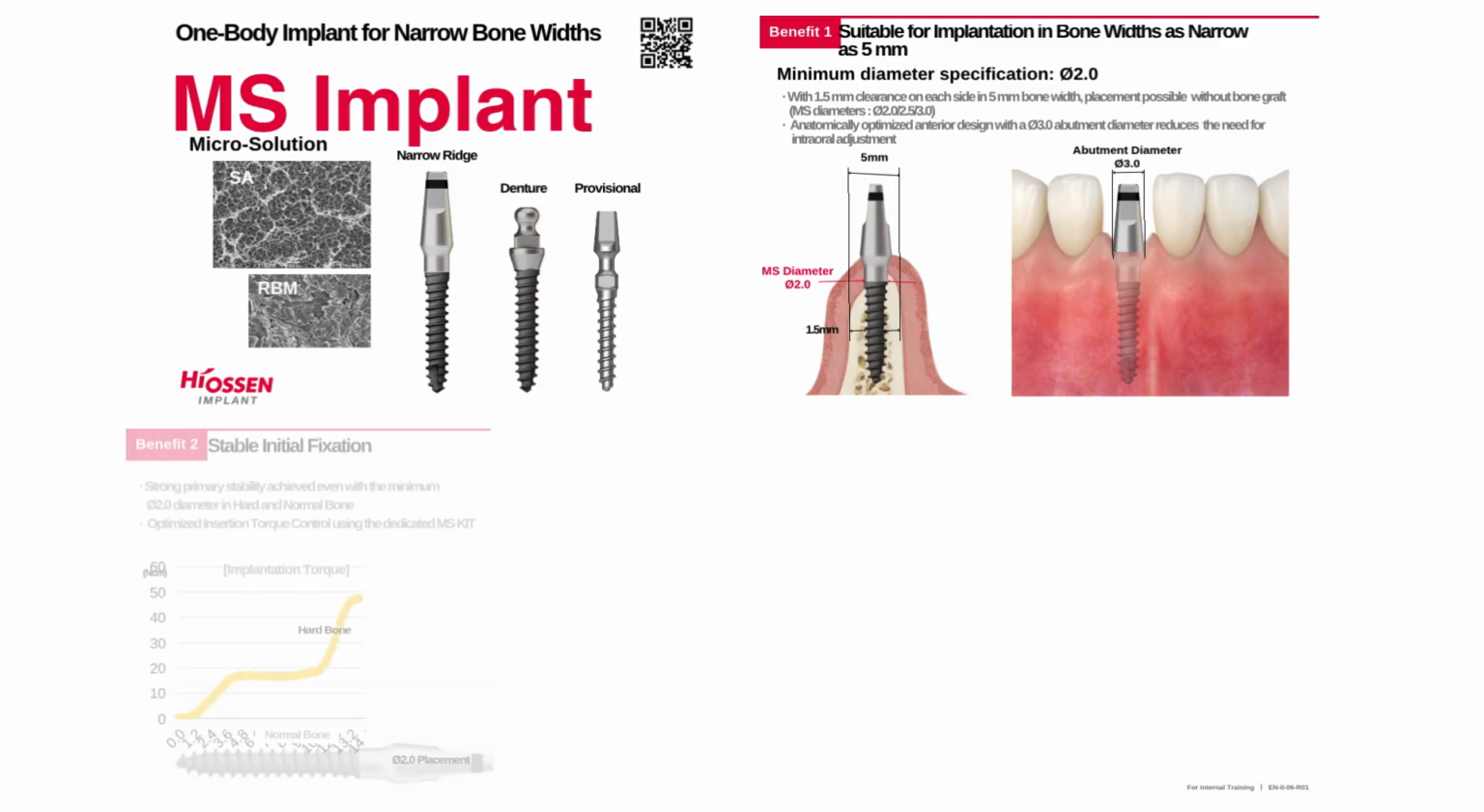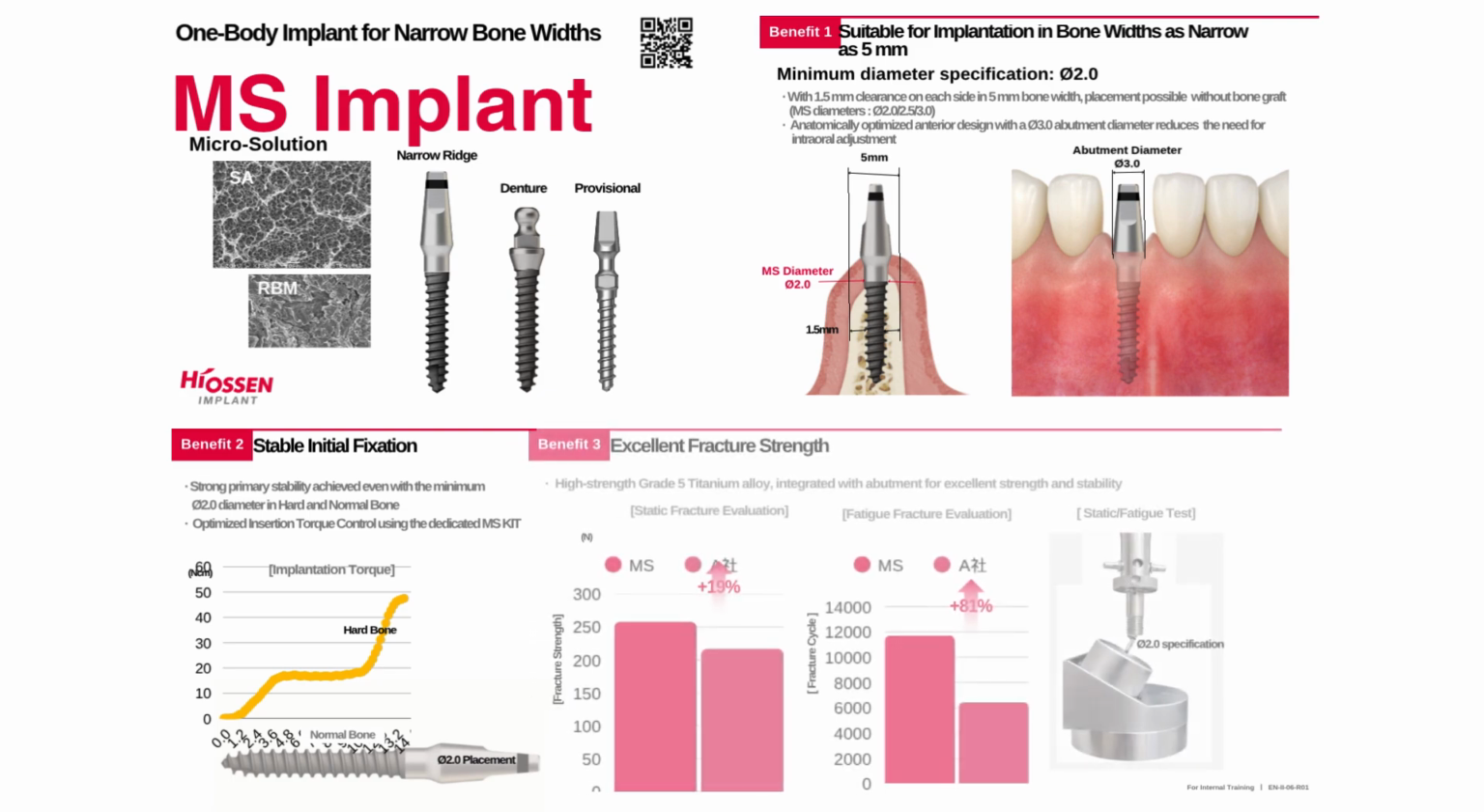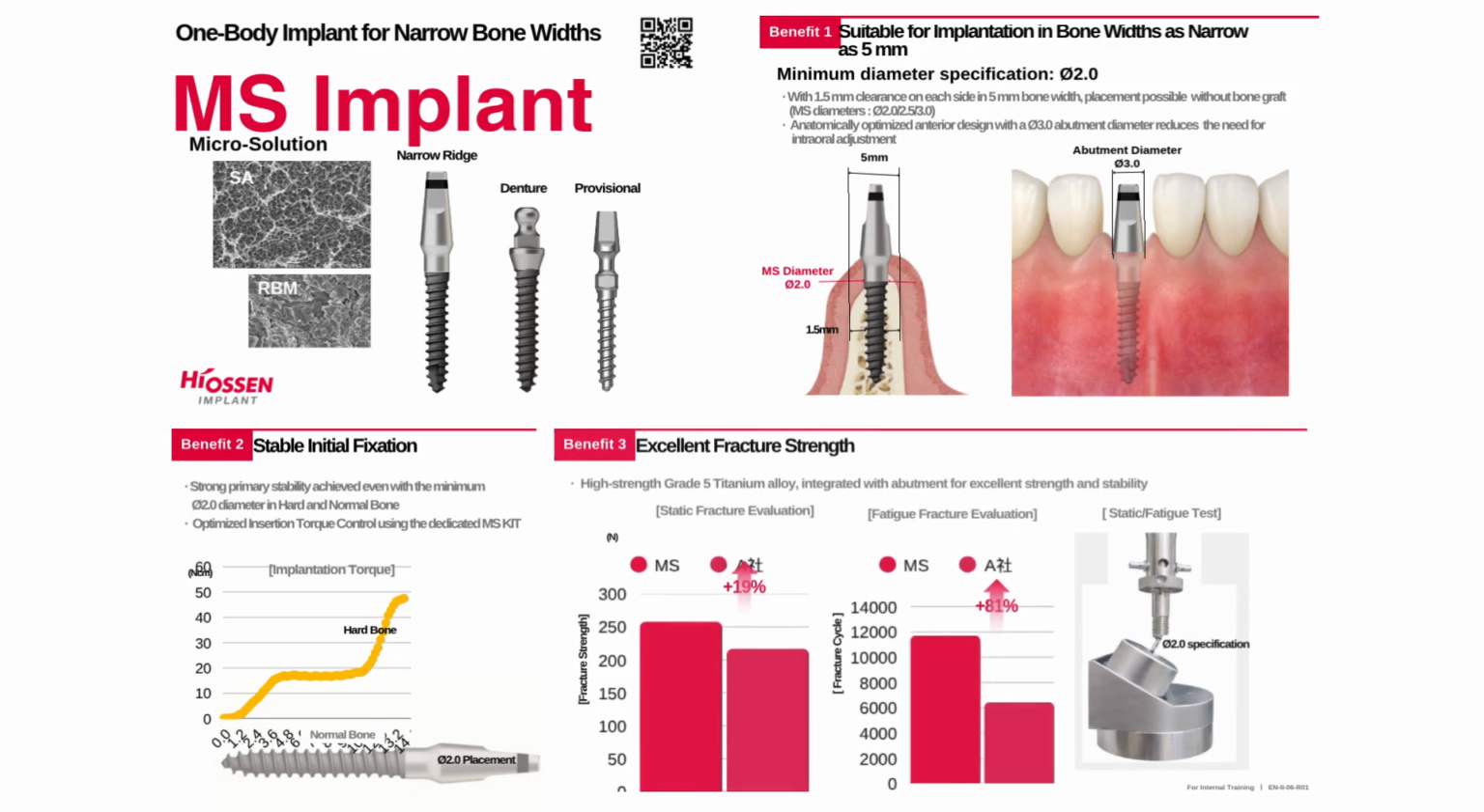The second benefit is that, despite its small diameter, it provides reliable primary stability. Below is the test data for the smallest 2.0 mm diameter model, demonstrating that stable initial fixation can be achieved even in normal bone or hard bone conditions in the mandibular anterior region. By optimizing the insertion torque values of the dedicated MS kit and MS implant, the system can be used safely and reliably.